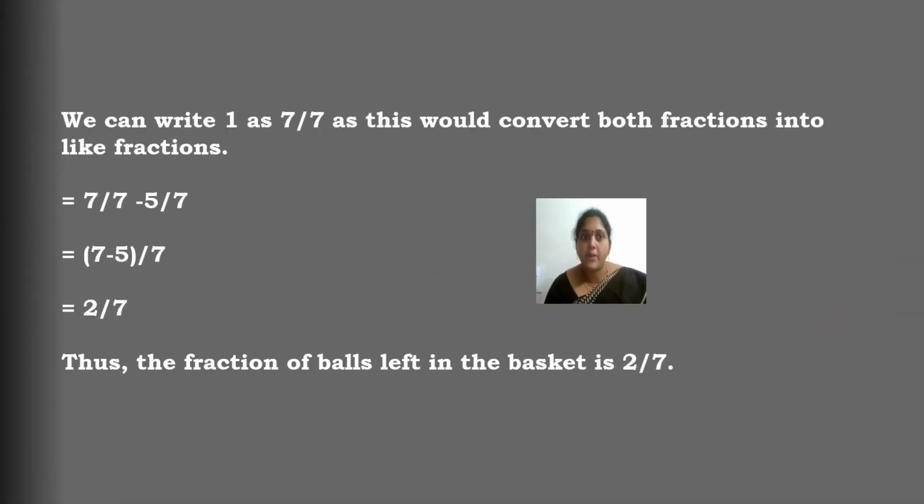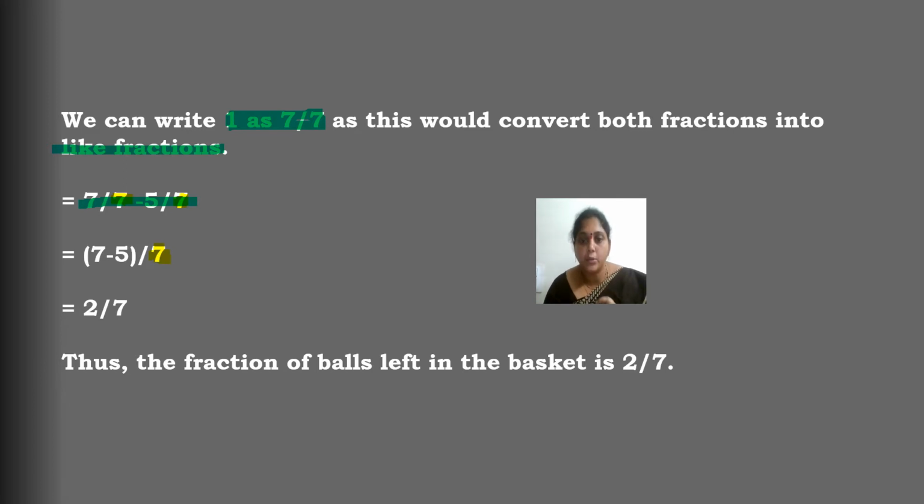Told you we can write 1 as 7 by 7, right? 1 as 7 by 7, as this would convert both the fractions into like fractions. So 1 is replaced by 7 by 7 minus 5 by 7. If you compare here, denominators are equal. So remove your denominator set, that is divided by 7.